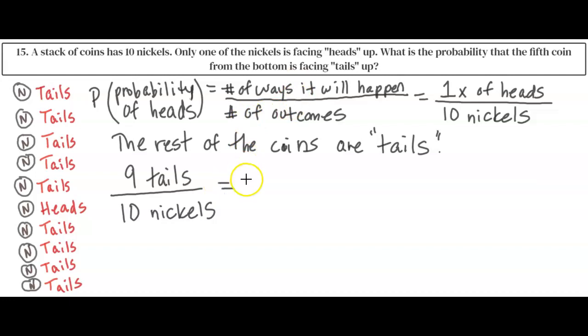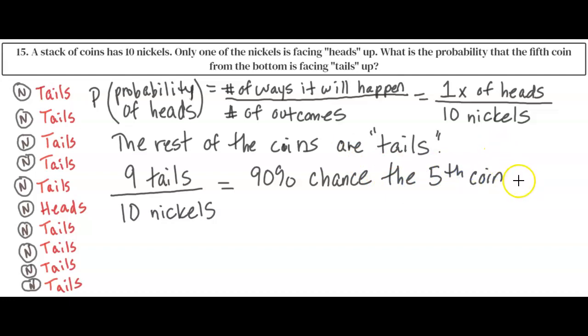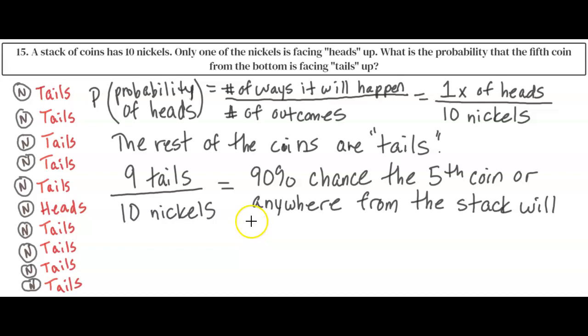So this equation explains that there's a 90% chance the fifth coin, or anywhere from the stack, will be tails.